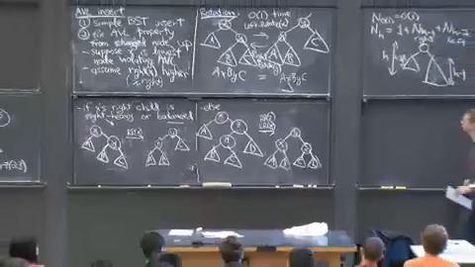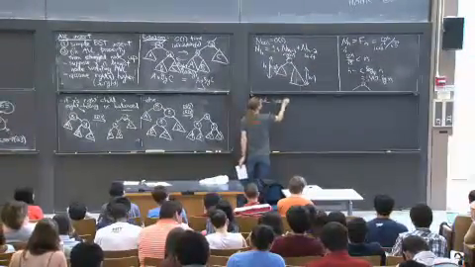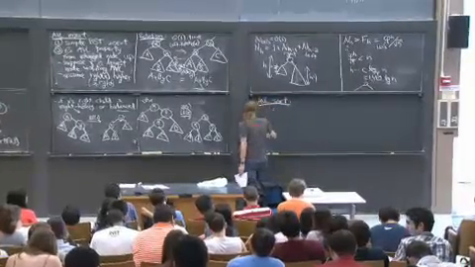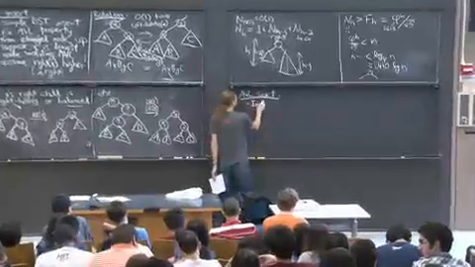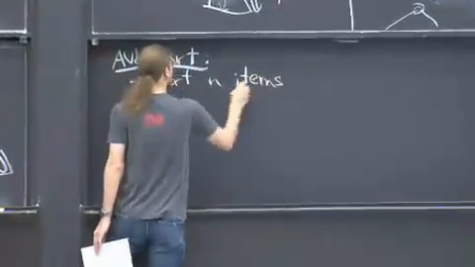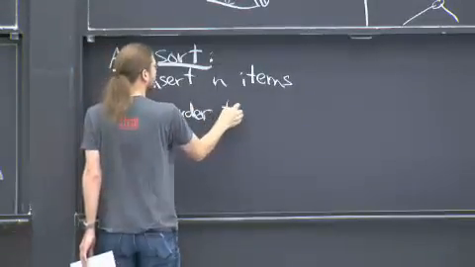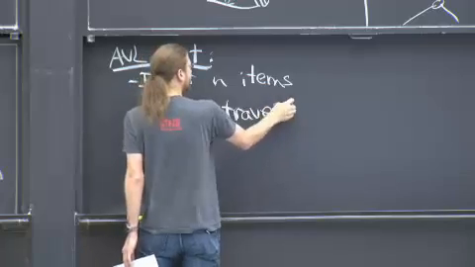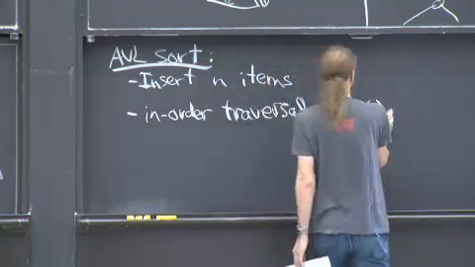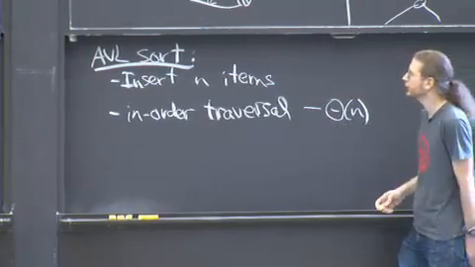Two things I want to talk about. One is you could use this, of course, to sort, which is if you want to sort n numbers, you insert them, and you do in-order traversal. How long does this take? In-order traversal takes linear time. That's the sense in which we're storing things in sorted order.